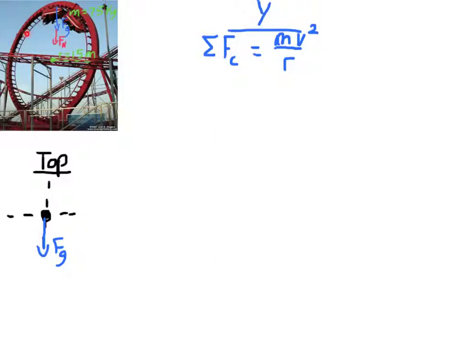Because if you're going too slow, you're not going to make it up to the top, right? You're going to end up going up a little ways and falling back down. So how slow can they go and still have enough velocity to make it around a loop?